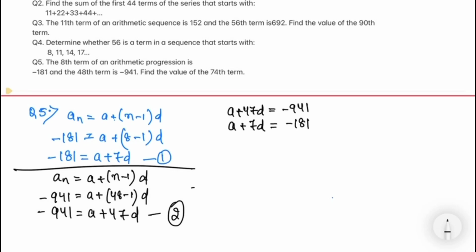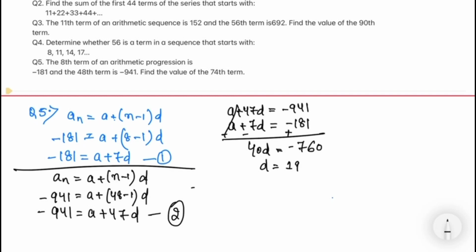Now let's change the signs and let's figure it out. So 47 minus 7 will be 40d equals. Now minus 941, minus will change into plus. So minus 941 plus 181. So we'll subtract it because plus minus is minus and the sign will be minus. So it will be minus 760. So d will be how much? 760 divided by 40. So it will be 19 again. Okay. So common difference is 19.